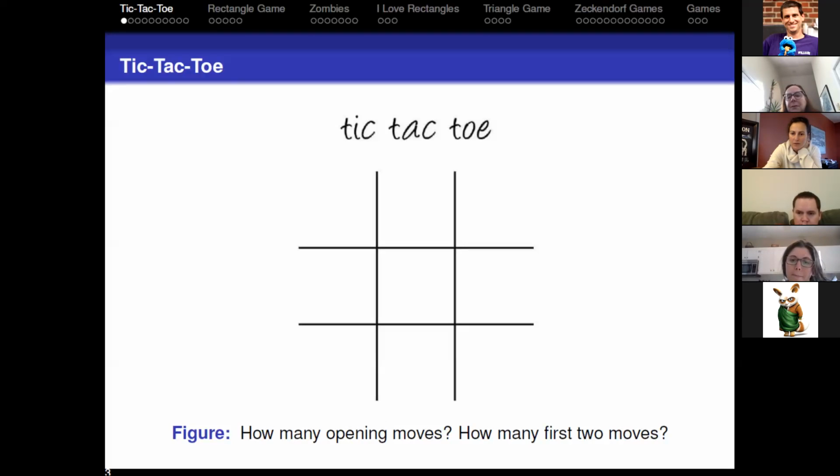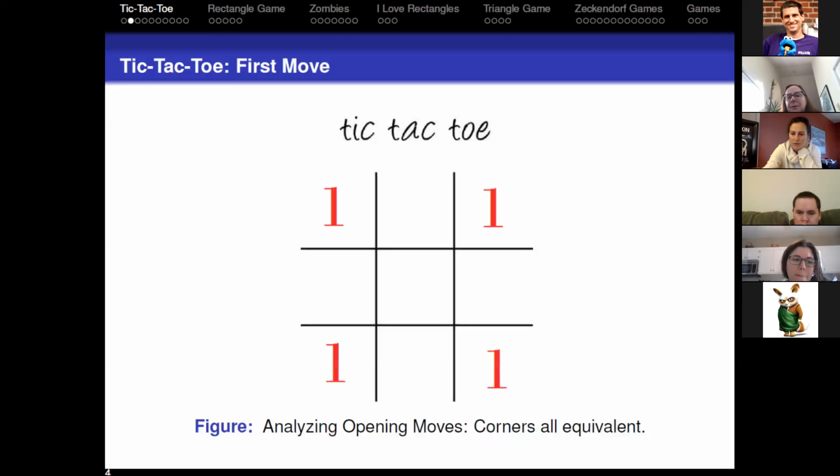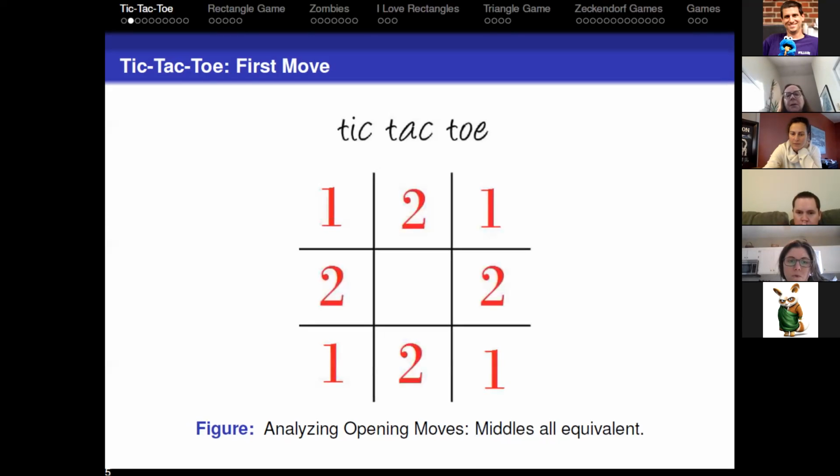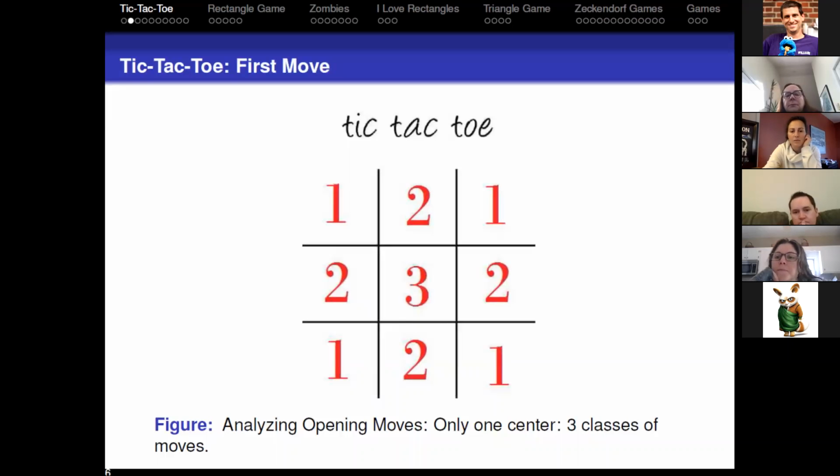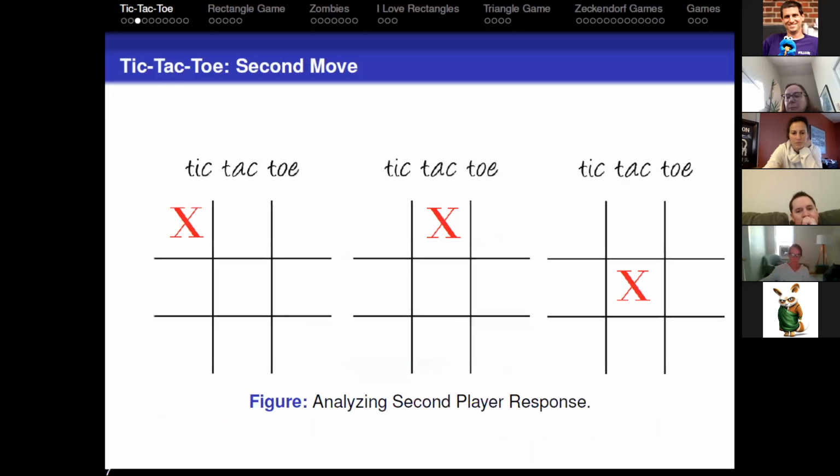3. So we could go in the corners. We could go in the middles. And we can go in the center. If you just rotate the board, you can see that all of the ones of each kind are equivalent to each other. Now, if I look at all the different opening moves, there's 3 possibilities.